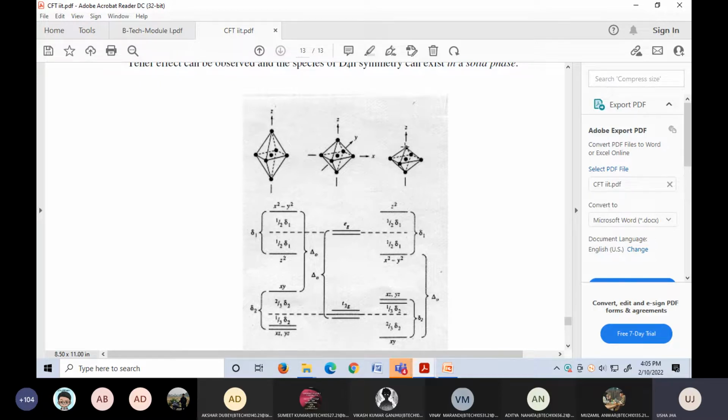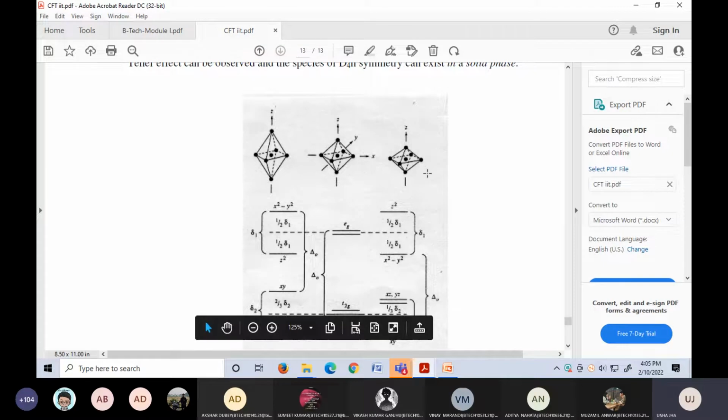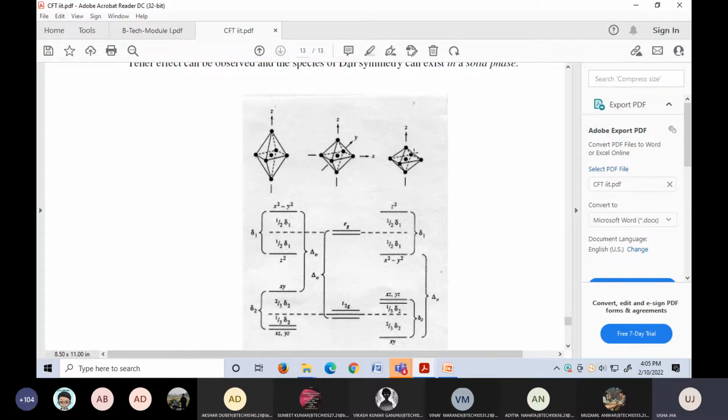So if they get stretched out, what happens? These 2 will be squeezed in. So these 2, the Z ones, get squeezed inwards, and the XY axis orbitals' arms get stretched out. So that is a Z in phenomenon. This is an example of a Z in phenomenon, wherein the ligands along the Z axis are squeezed inwards, and the ligands along the XY axis are stretched outwards.